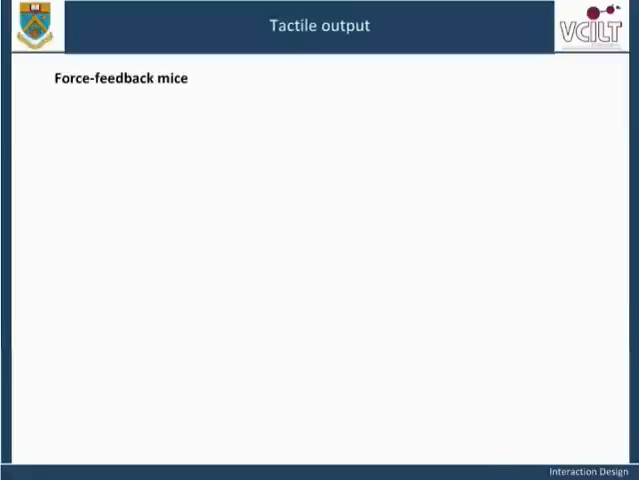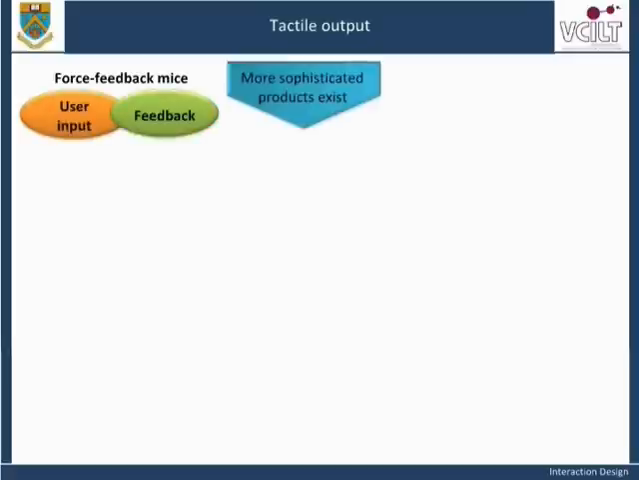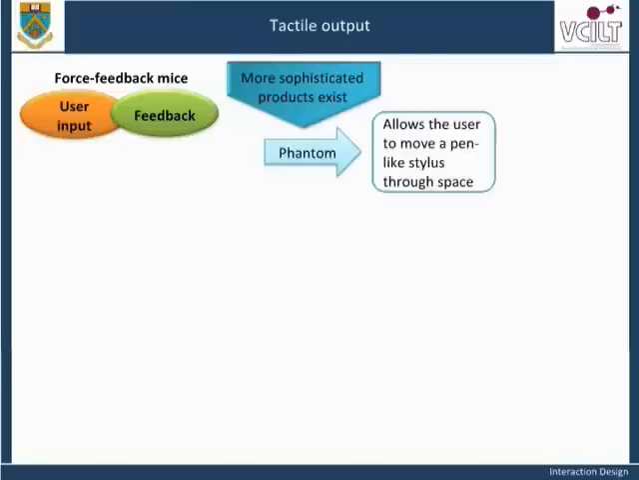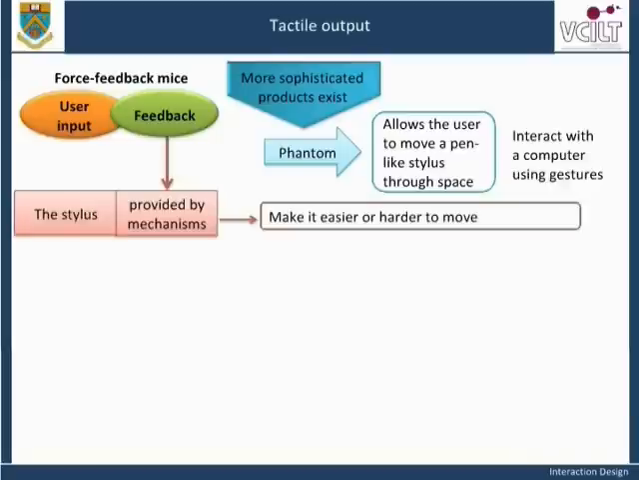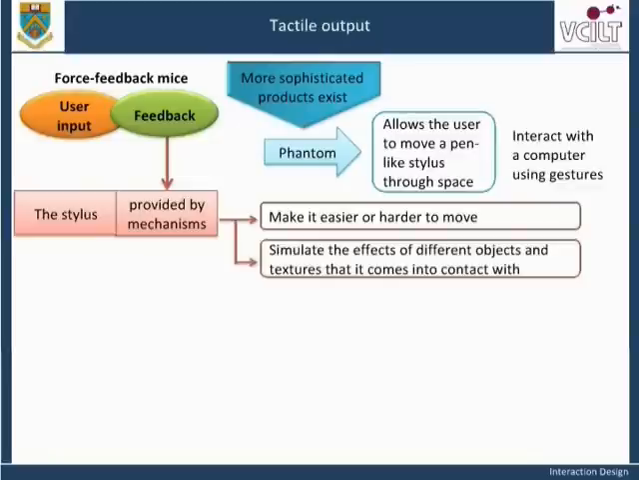Such force feedback mice are a relatively simple way of combining user input and feedback, but more sophisticated products exist. For example, the Phantom allows the user to move a pen-like stylus through space in order to interact with the computer using gestures. Feedback is provided by mechanisms attached to the stylus that make it easier or harder to move or simulate the effects of different objects and textures that it comes into contact with.